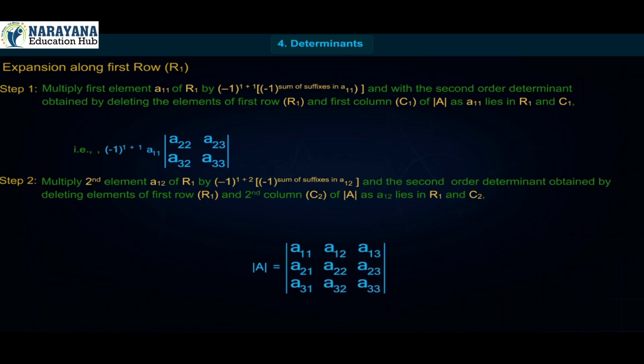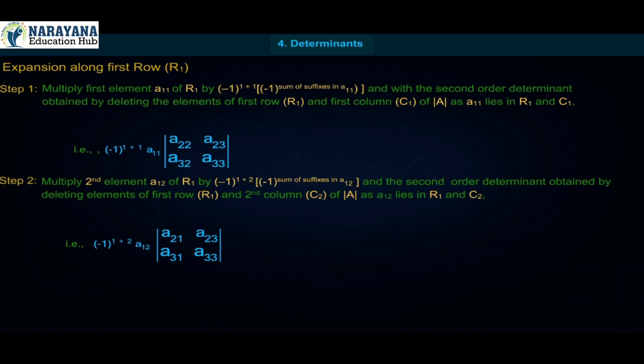Step 2. Multiply the second element a12 of R1 by (-1) raised to 1 plus 2, that is (-1) raised to the sum of suffixes in a12, and the second order determinant obtained by deleting elements of first row R1 and second column C2 of the determinant of A, as a12 lies in R1 and C2. That is, (-1)^(1+2) into a12 into the determinant |a21 a23; a31 a33|.